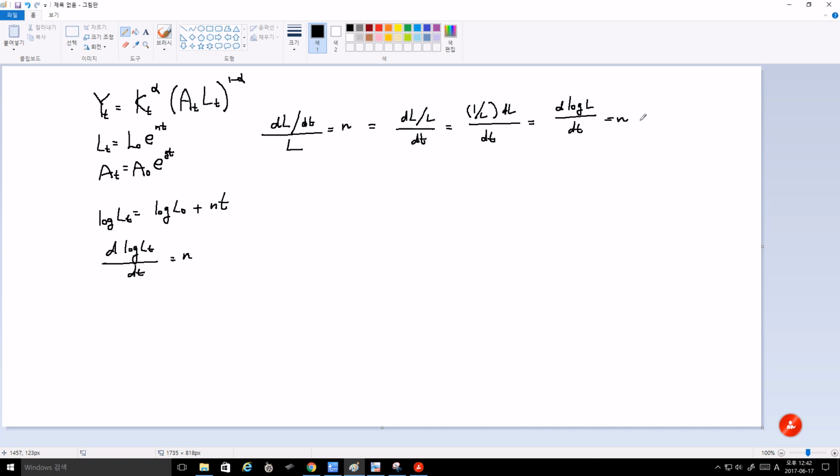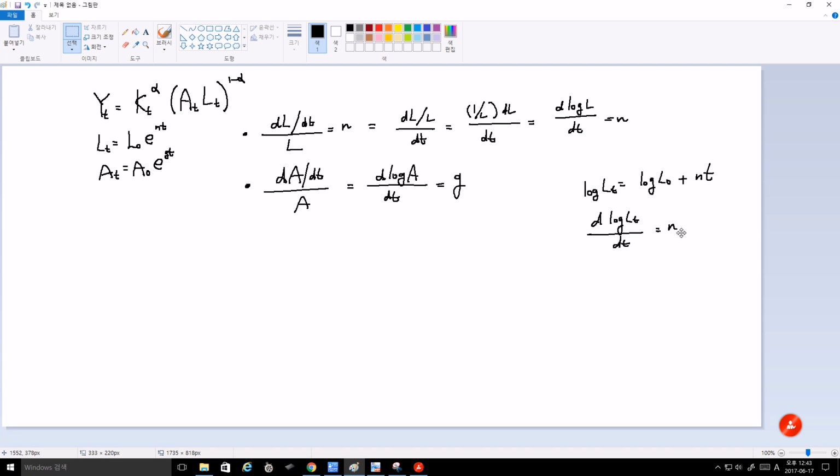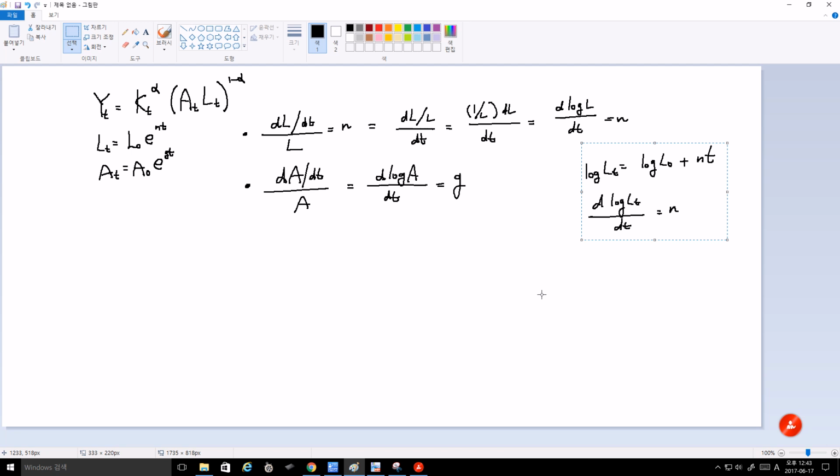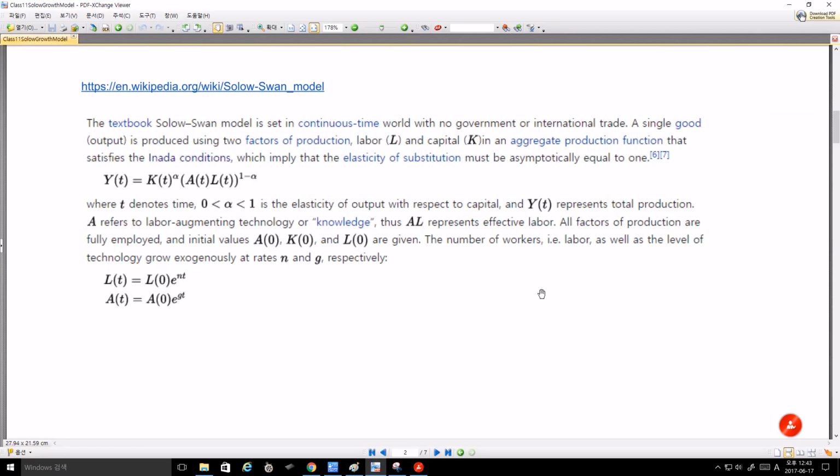Same as before. Likewise, dA/dt over A equals d log A over dt, which is g. So we do this one. Okay, so we have this setup.